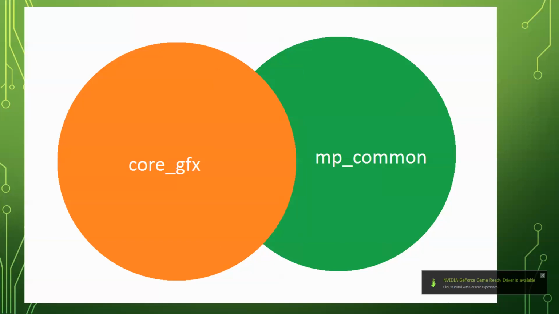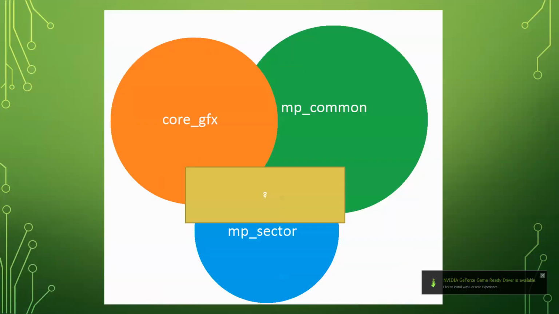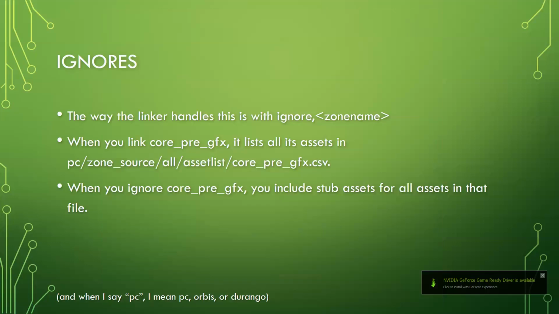So yeah, and then a little bit more complicated. We loaded core GFX, and then we loaded MP common, and then MP sector. I won't quiz you on this one, but again, this overlap area is going to only be in MP common. This overlap and this overlap only in core GFX. So that's the goal of how ignores work. We'll talk a little bit about how it's done.